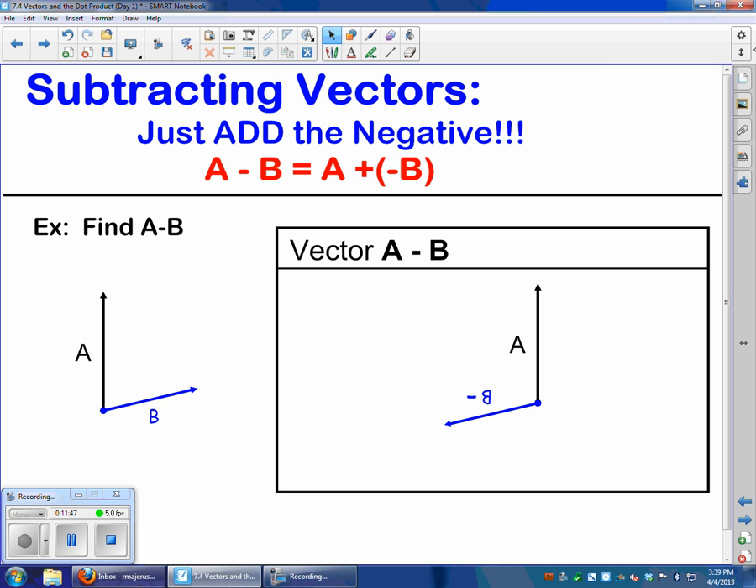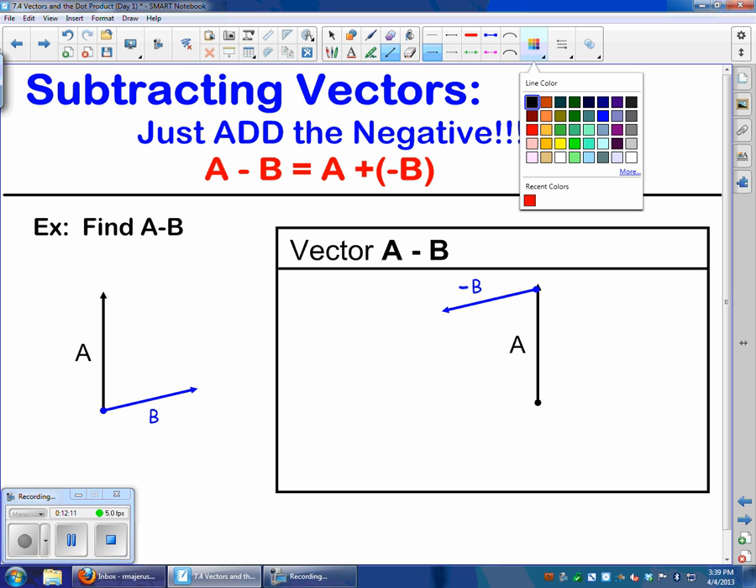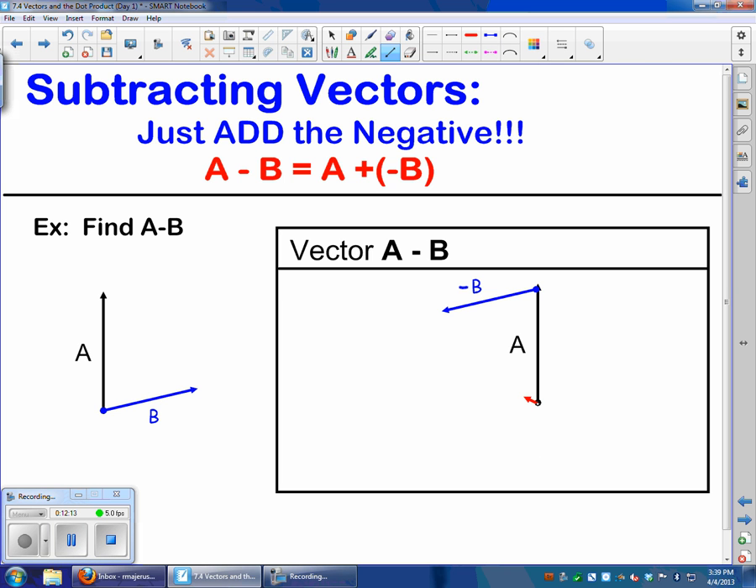Then we want to move those tail to tip. I'm going to lose my negative sign there. That's all right. See if we can flip that over. And then using the tail to tip method here, we added a and the opposite of b, or negative b. So the resulting vector would be the vector that gets formed from the initial point to the tip of that second vector. So right there, vector a minus b.